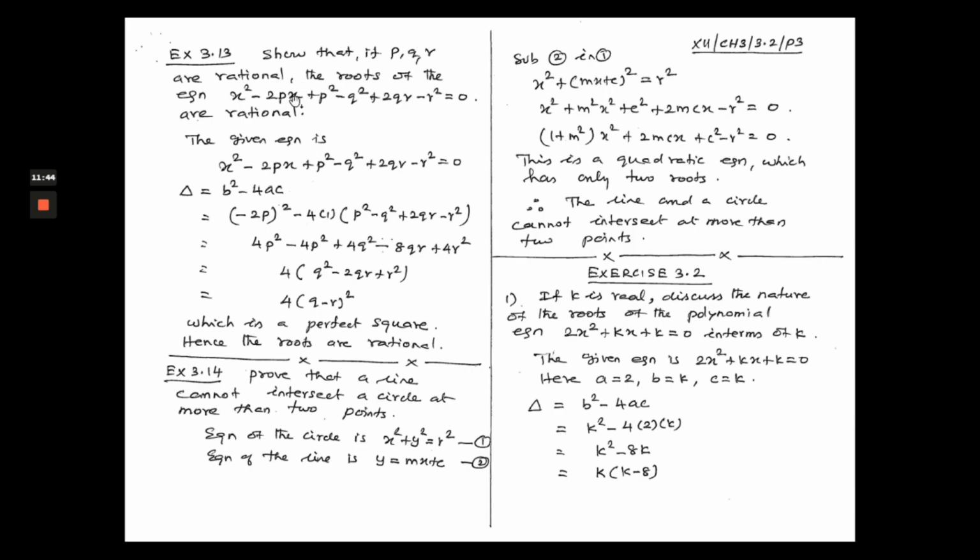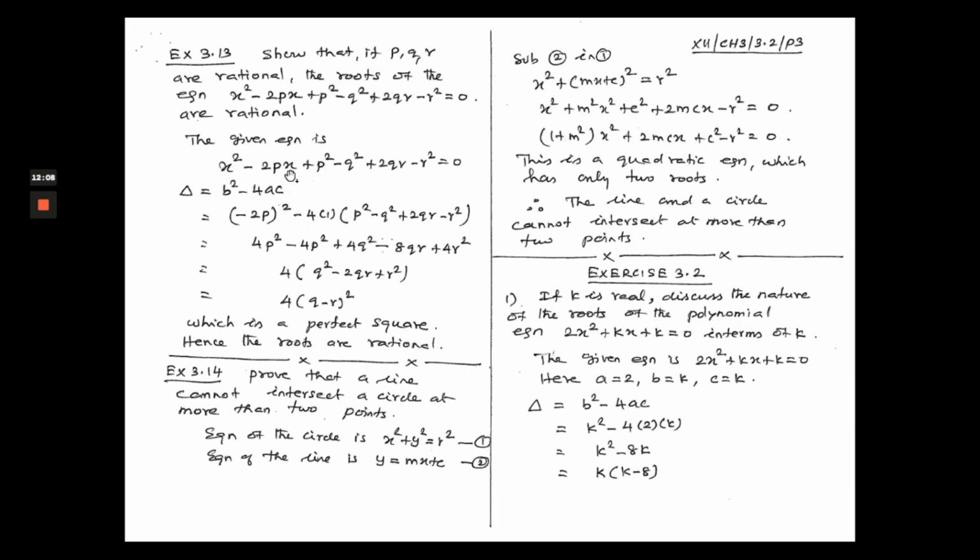Right, okay. p, q, r are rational numbers. We have to prove that the roots of the equation are also rational. To say rational, we have to say delta is greater than 0, or that it is a perfect square. If it is a perfect square, it is positive, right? Okay, observe. Delta is equal to b squared minus 4ac.